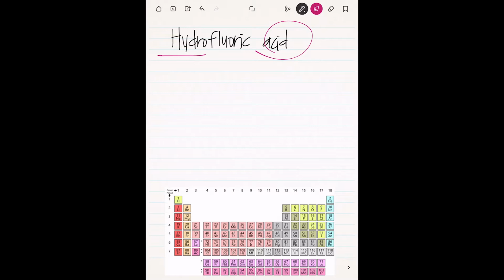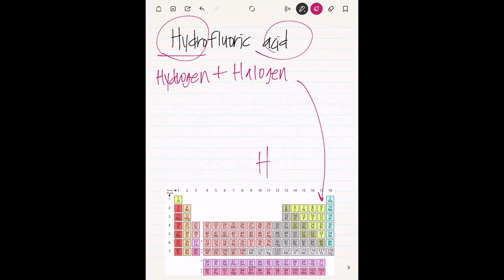In this case, this means that there's a hydrogen. Every time there is the word hydro in the beginning, you need to know that it's a hydrogen and a halogen. And halogens are here. They're fluorine, chlorine, bromine, iodine, and so forth. And so here we have hydrofluoric, we have fluorine here, so it is HF.